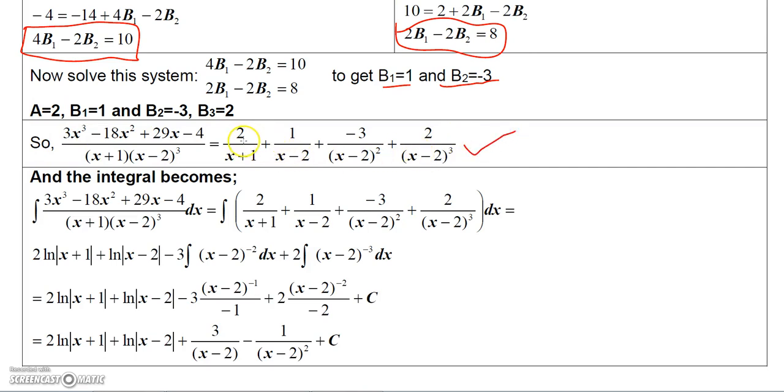because we know A, we know B1, we know B2, we know B3, and now we can break this up and integrate it term by term. And on this, all you have to do is, the first two integrate using log properties, and the second two integrate using the power rule, and you get your final answer. And so that's how you deal with linear factors. In the next video, I'm going to show you how to deal with those irreducible quadratic factors.